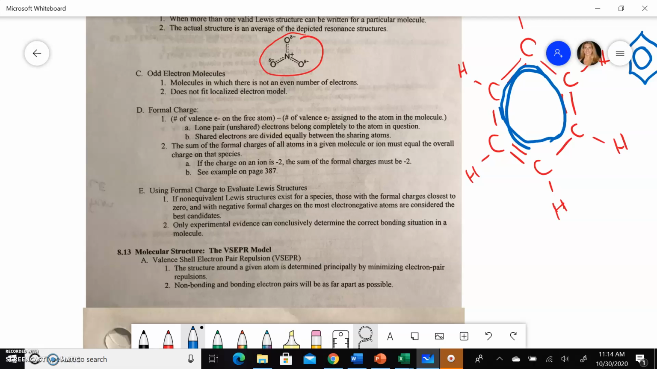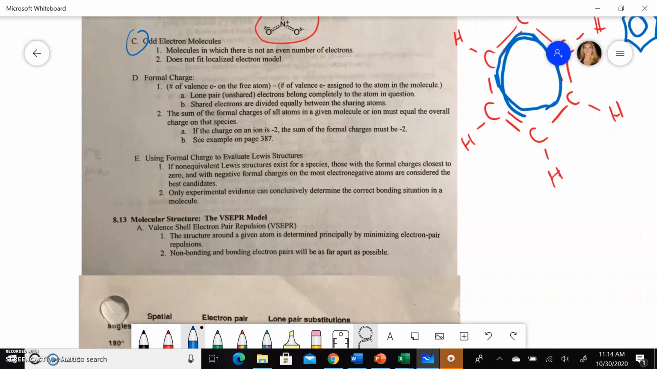There is something called a free radical, where you have an odd number of electrons. So most of the time your electrons are going to pair up together and you'll have an even number, but it is possible to have 1 extra electron. And if you do, just put it on the central atom. And that's called a free radical. Formal charge is the next thing, and this is where you're going to add up the number of valence electrons on a free atom and then subtract the number of valence electrons assigned to the atom in the molecule.